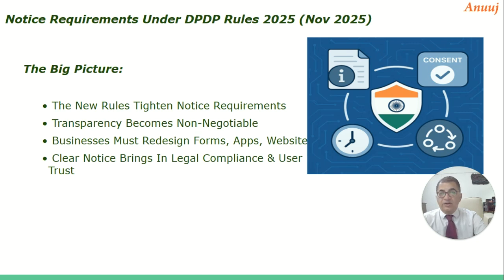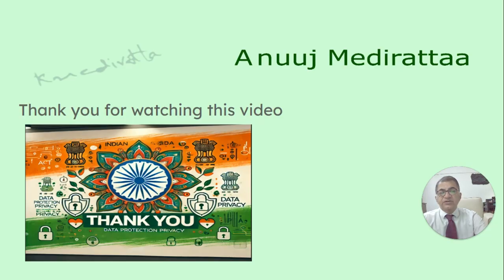Transparency is non-negotiable. So that's about the notice requirement as per the new DPDP Rules 2025, which fall under the DPDP Act 2023. The Act is immediately applicable. Government is going to work immediately on the Data Protection Board. For the fiduciaries, they are given a total of 18 months to get up and be compliant.